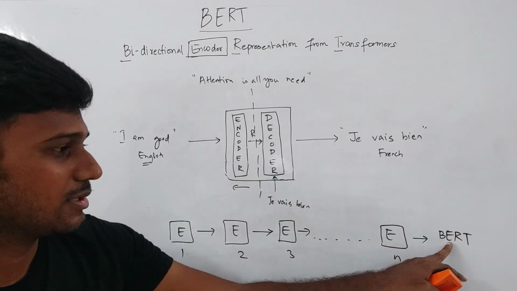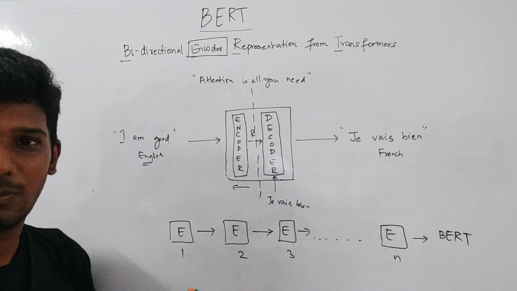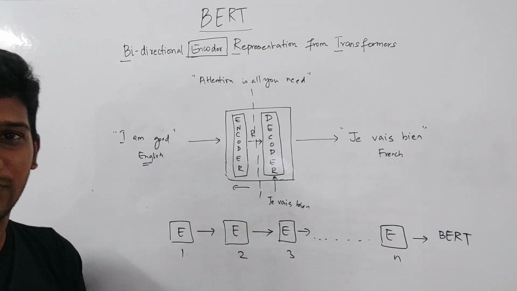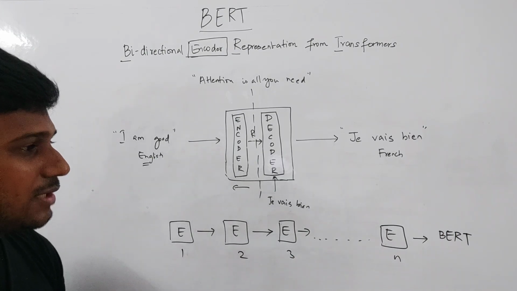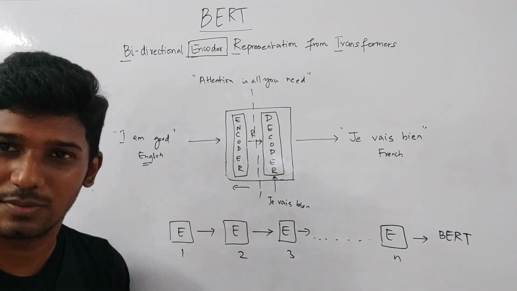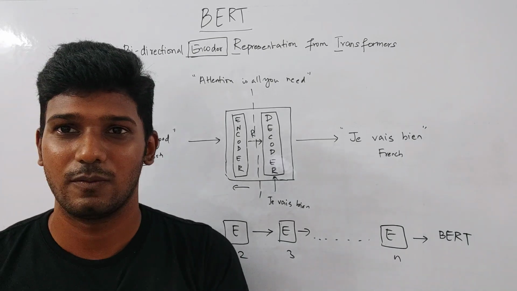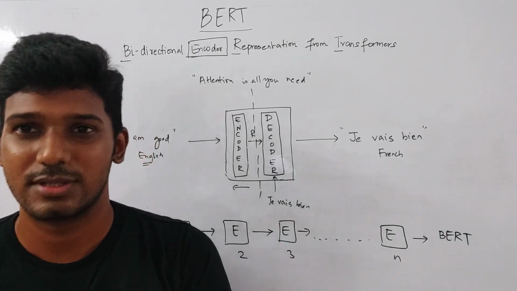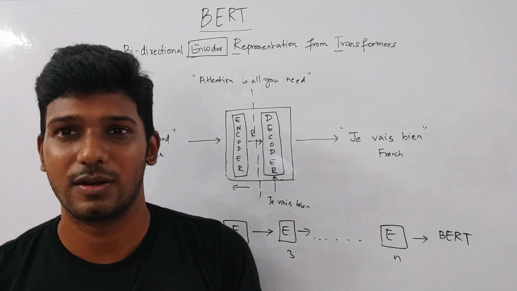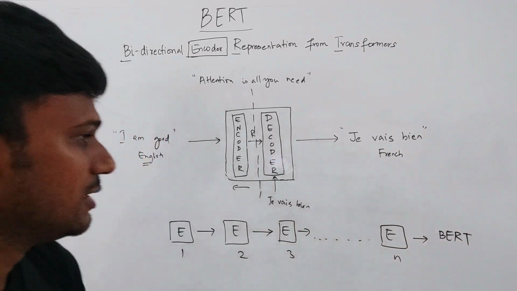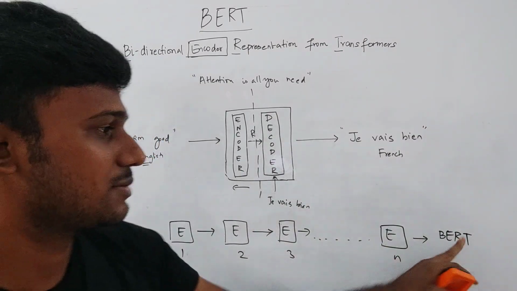So it is stacking up multiple encoders on top of each other to get a better representation of the input sentence, and with that we can solve multiple NLP tasks. For example, we can solve sentiment analysis, we can solve text classification. Similarly, we can solve a variety of problems. So that encoder representation is BERT.